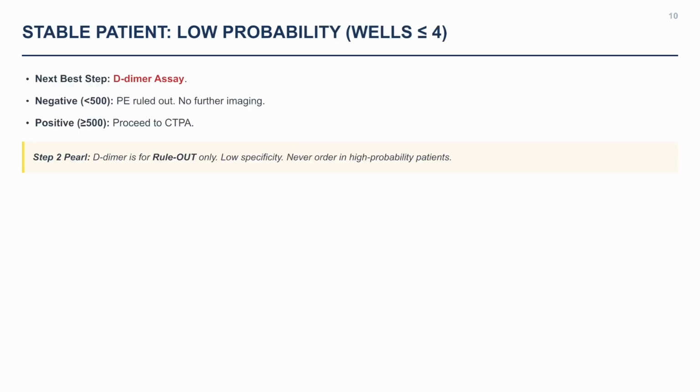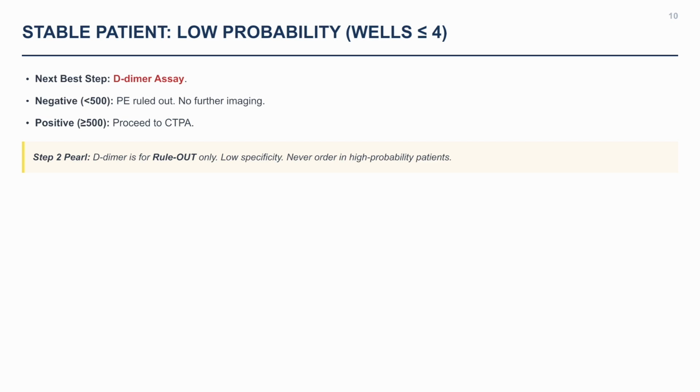For a hemodynamically stable patient with a Wells score of 4 or less, the next best step is a D-dimer assay. If the D-dimer is negative, below 500, PE is effectively ruled out and no further imaging is needed. If positive, proceed to CT pulmonary angiography.